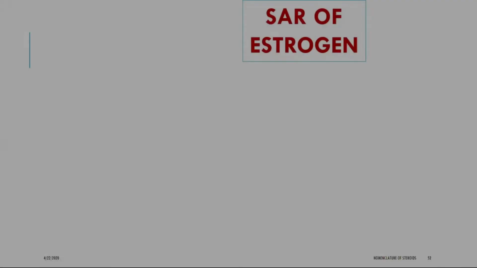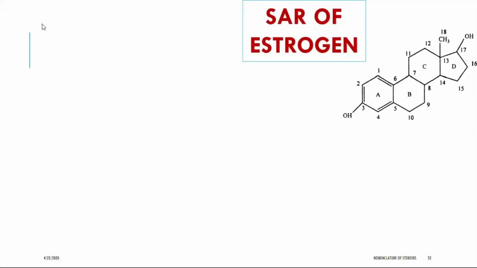Let us see the SAR of the estrogens. So this is a structure of the estrogens. Let us see the structure first. It is the same as the steroid skeleton, only ring A is aromatized, at the 3 position there is a hydroxy group, at the 18 position there is a methyl, at the 19 position there is no methyl group because it's an estrone nucleus, and at the 17 position there is a hydroxyl group.